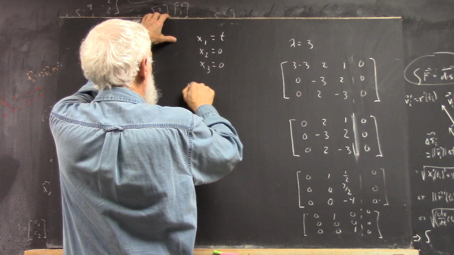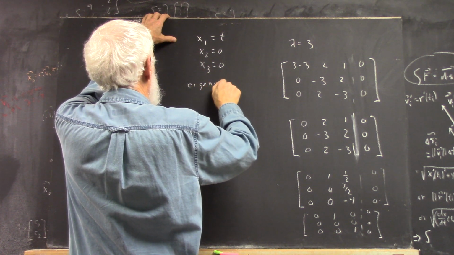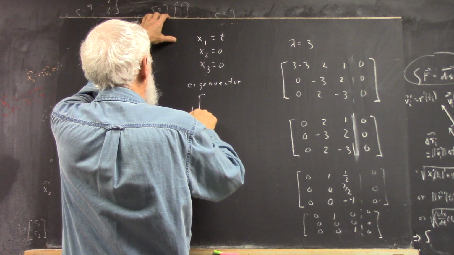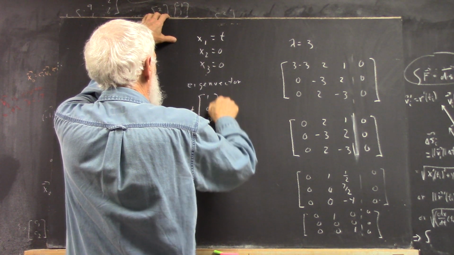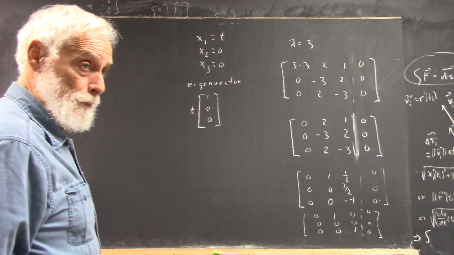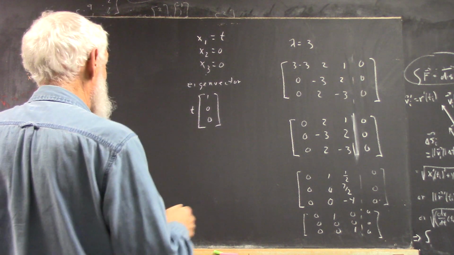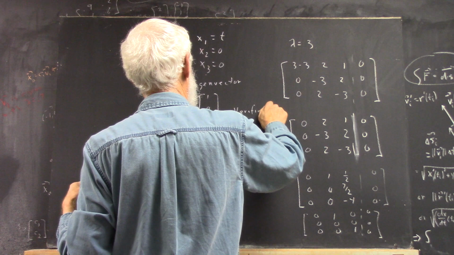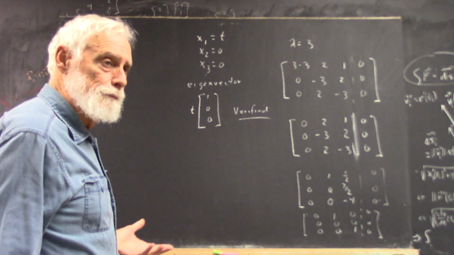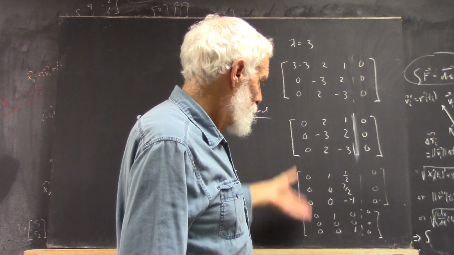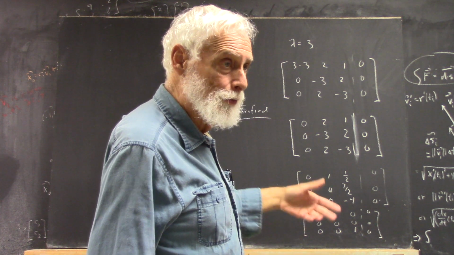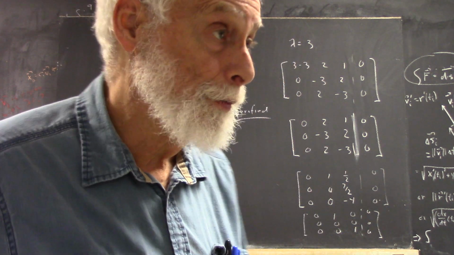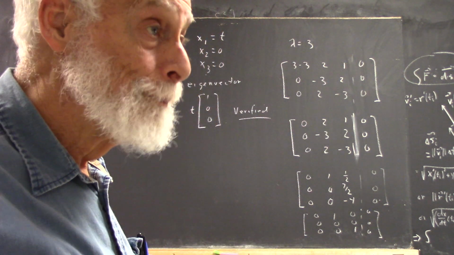And we get, so your eigenvector is this. Okay? And we verified. So I really think the only thing that threw you off was just the fact that you didn't have anything for x1, which means x1 can be your parameter. Okay?